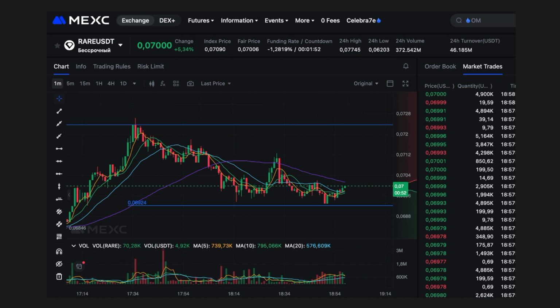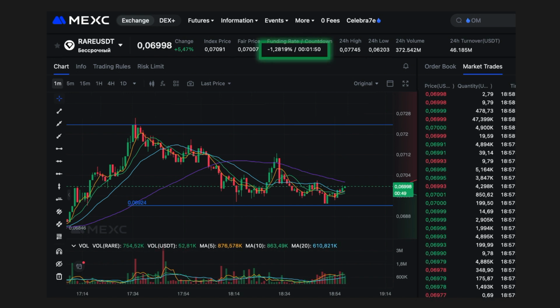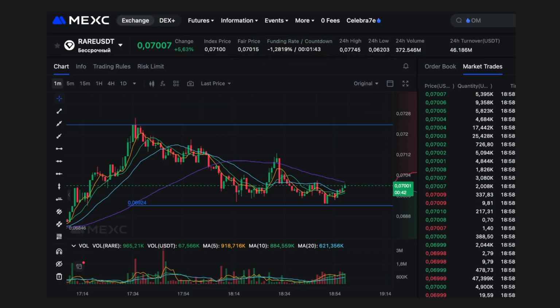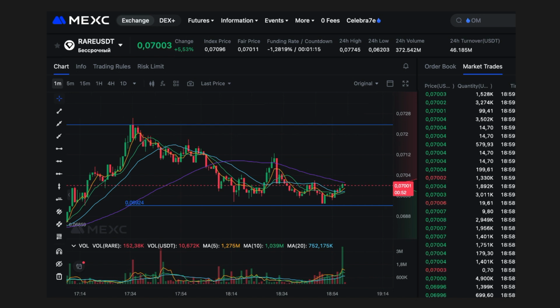Let's first take a look at how the market behaves during the funding calculation. We can see that the funding time is in 1 minute and 50 seconds, and the rate is minus 1.28, meaning those with long positions will receive a payout. Let's see what happens next. We can see that the price rises before the funding time. This is due to other traders opening long positions before the funding, as well as short sellers closing their positions to avoid having the funding rate deducted. Closing short positions involves buying, which pushes the price up.